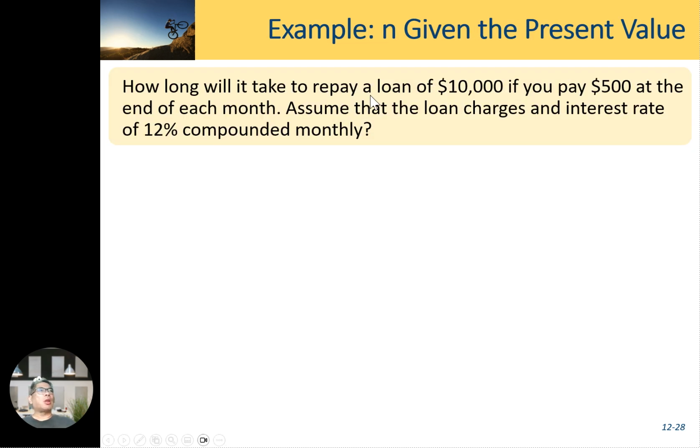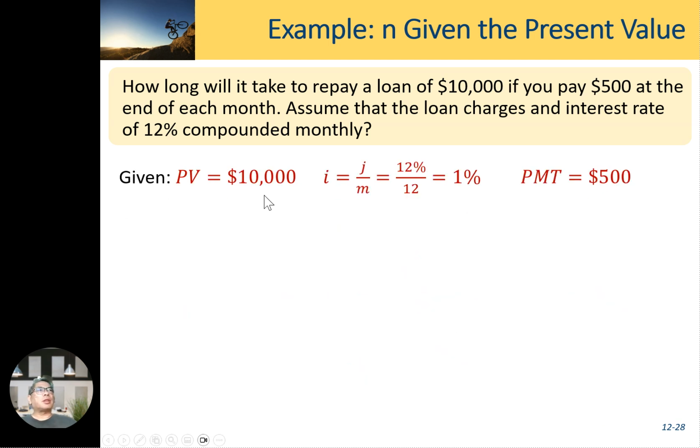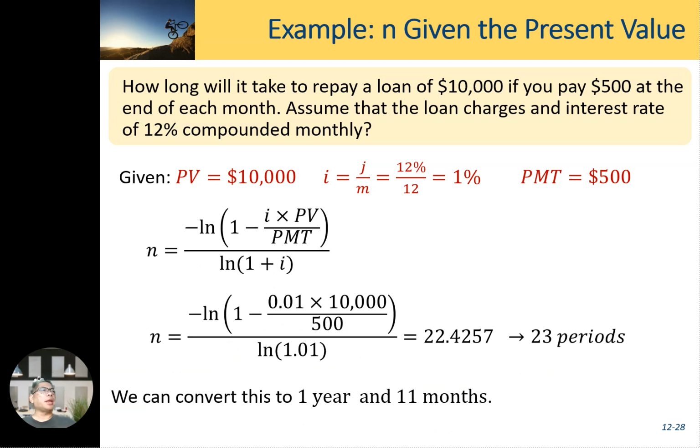And then, another example: how long will it take to repay a loan of $10,000 if you pay $500 at the end of each month? Assume that the loan charges an interest rate of 12% compounded monthly, okay? So PV is 10,000, I/Y is 12 divided by 12, which is equal to 1%, PMT is equal to 500. You plug in the numbers, you get 1 year, 11 months.